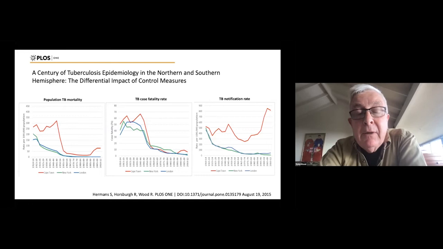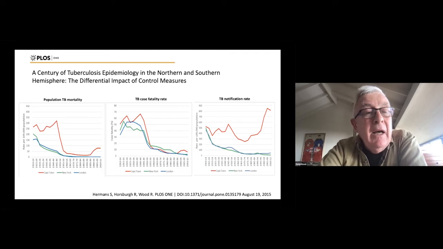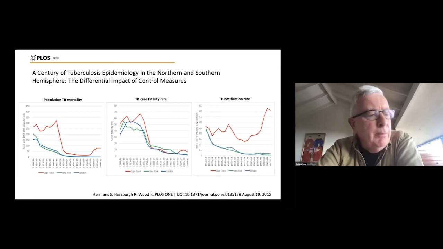You can see that in the early 1900s, TB mortality was very much higher in Cape Town than the others. Treatment came in the 1950s, and you can see there was a massive decrease, which has really only come up again in the late 1990s, associated with the HIV epidemic. So if you dissect that out to see why the population mortality went down, you can see that the case fatality was what drove it.